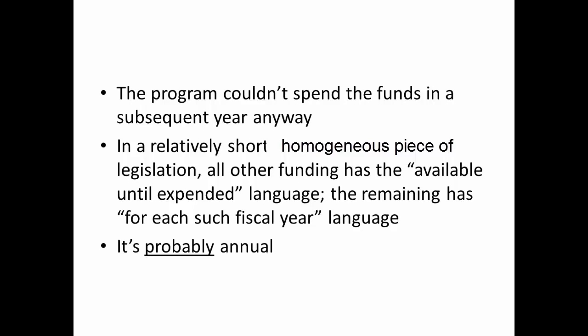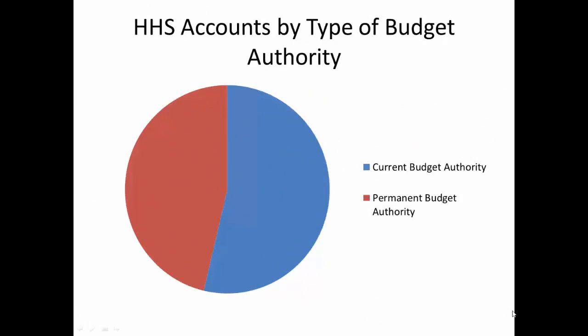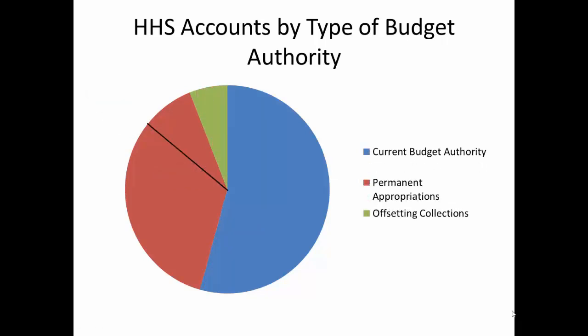Let's go back to our pie chart. I've been focusing on the red slice of the pie, permanent budget authority, which makes up 46% of HHS unexpired accounts. So far in my discussion of permanent appropriations, I've focused only on appropriations made from either the general fund or from the Medicare trust funds. But there are 2 other types of permanent appropriations that I have not discussed: gift funds and special funds, represented by this portion of the red slice in the pie chart.